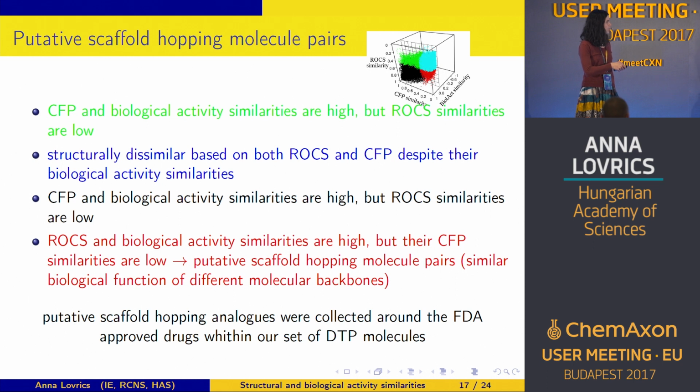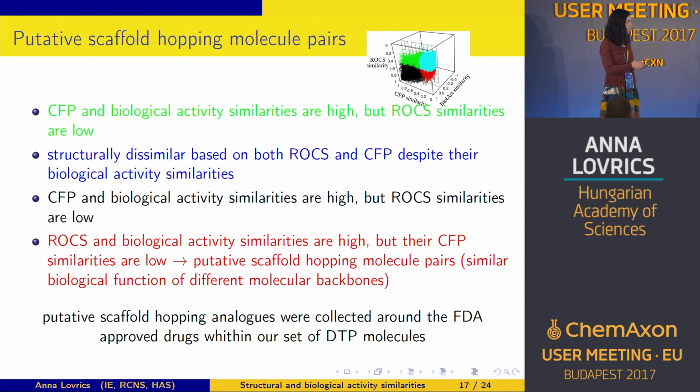And then this blue set of symbols display the molecule pairs which are structurally dissimilar based on both metrics, despite their biological activity similarities. Well, it's not a big surprise. We know that many of such molecules exist, which are structurally dissimilar but display similar biological activities. They could be molecules which have targets in the same biological pathway. And then they could be, again, ligands of protein pump, or so there are many explanations for this. So we were not surprised to find this set of molecules.